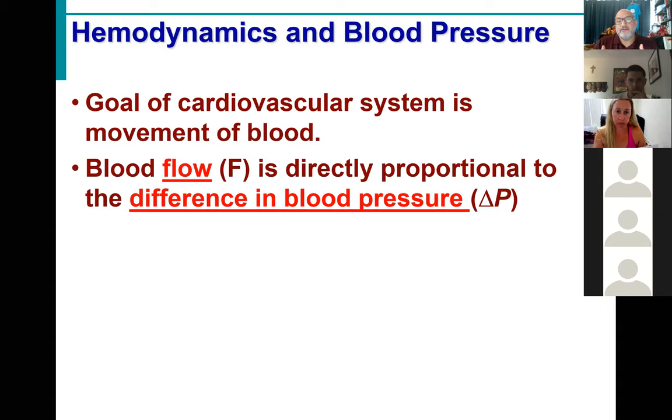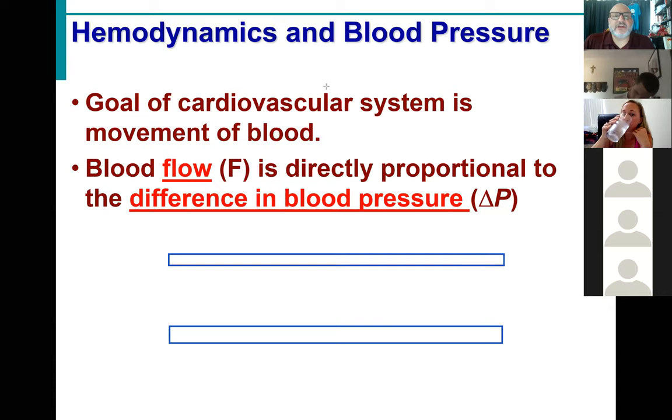And flow is going to be directly proportional to the difference in blood pressure, right? Make sure we understand that. If I have two blood vessels, and let's draw two really simple blood vessels there. There's a blood vessel, and there's a blood vessel here. And if on this side, we have blood at 100 millimeters of mercury pressure at this end, and this one here has blood pressure at 50 millimeters of mercury, which one of these two, blood vessel A or blood vessel B, are we going to see the fastest flow of blood?